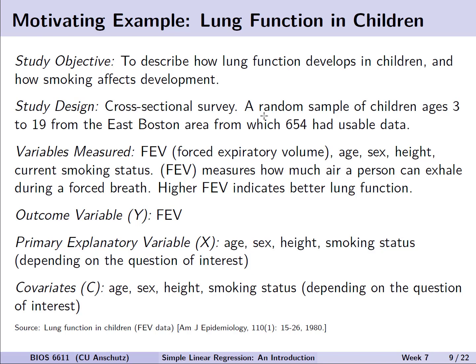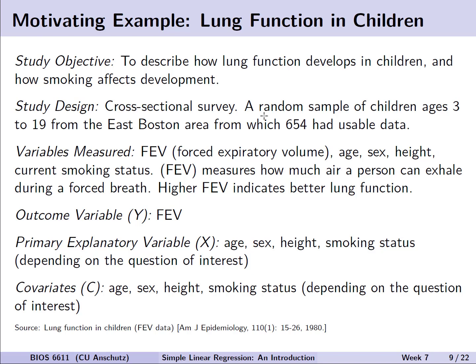But before we get too deep, we're going to introduce a motivating example which we'll see throughout the rest of the semester, looking at lung function in children from a data set in the Rosner textbook, originally published in the American Journal of Epidemiology in 1980. The study objective was to describe how lung function develops in children and how smoking may affect that development.